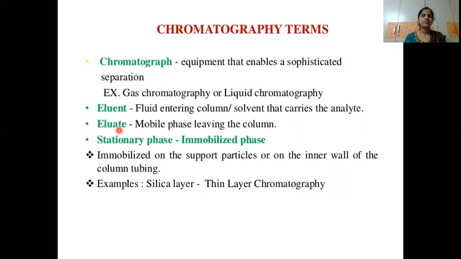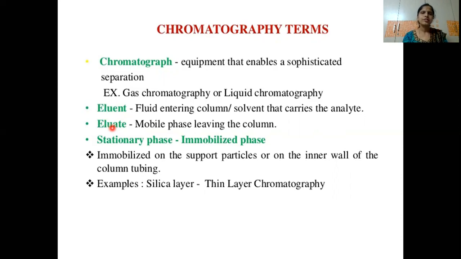What happens is, when we add this mobile phase into the column from the top, the mobile phase will interact with the sample while traveling down, and then it brings down some of the components along with it. So it comes out of the column. When it comes out of the column, we call it eluate. So eluent is the term used for the solvent, whereas eluate is used when the solvent, after leaving the column, is known as eluate.